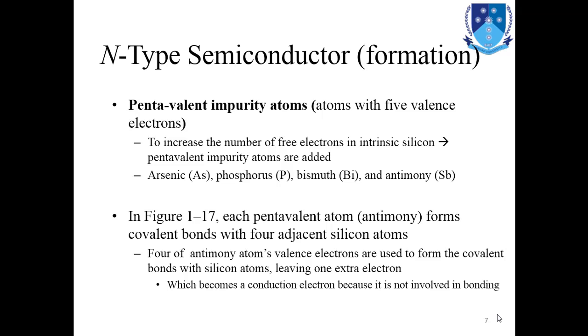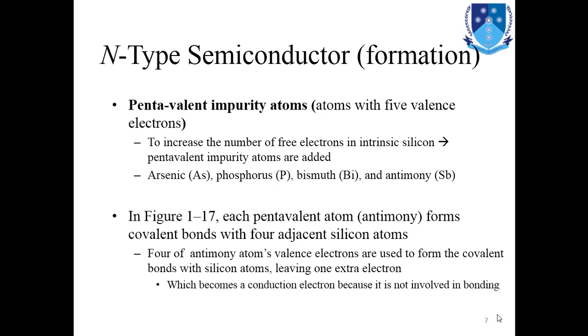Common examples of pentavalent impurity atoms include arsenic, phosphorus, bismuth, and antimony. In our book, the antimony example is used as a pentavalent impurity atom, so we will also focus on it. In figure 1.17, each pentavalent or antimony atom forms covalent bonds with 4 adjacent silicon atoms.